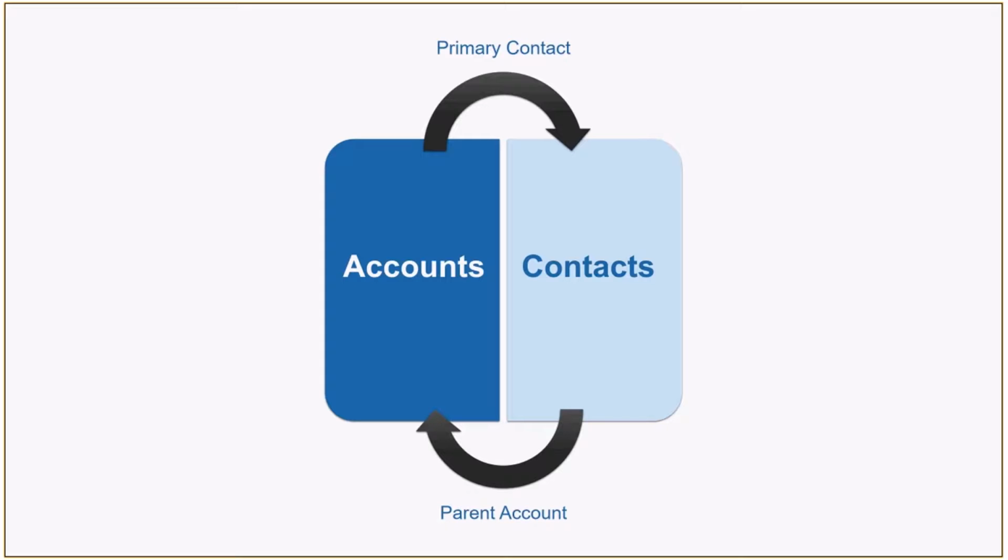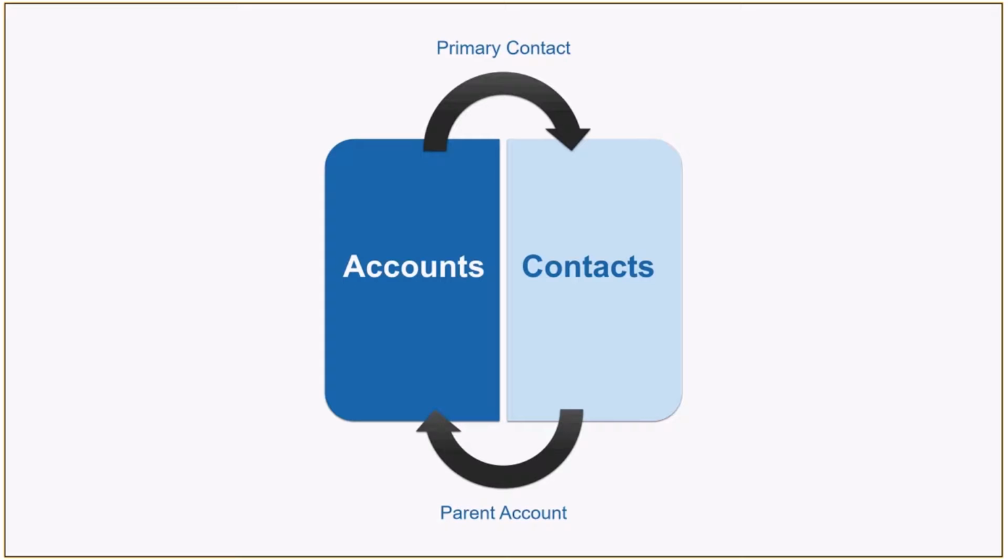You have accounts and contacts. It's a pretty straightforward example, right? That's the core of CRM, accounts and contacts. But even that is relatively complicated. If you have a contact, let's call her Susie, who's the primary contact for an account, ABC Corp, and ABC Corp is also her parent account.